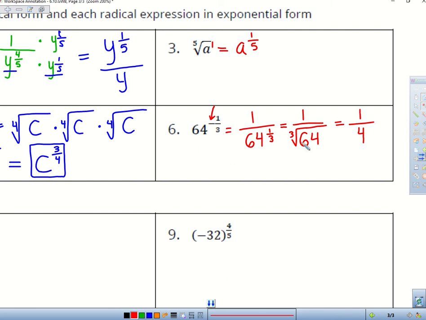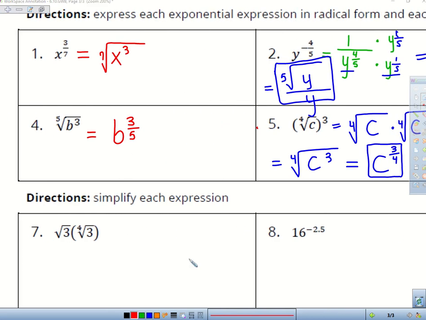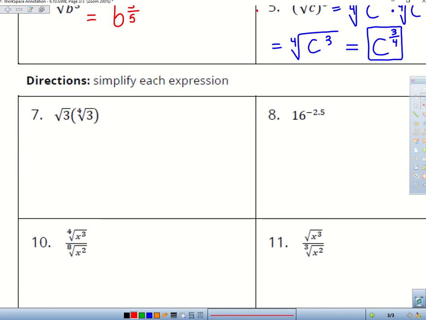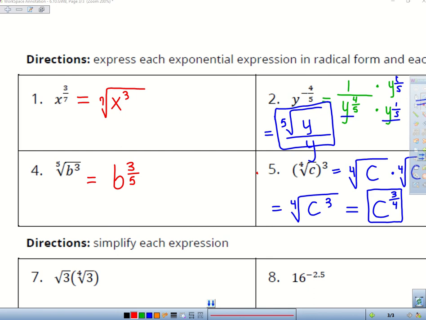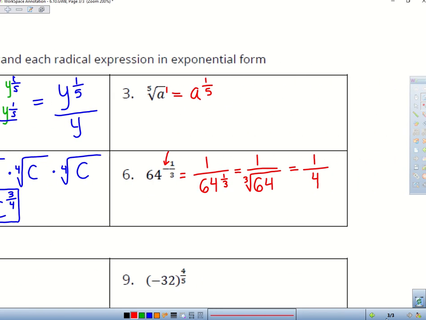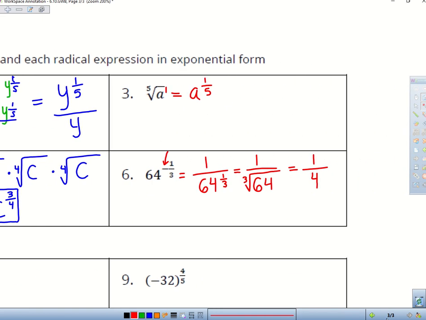Okay. That's because the perfect third root of 64 is 4, because 4 times 4 times 4. All right, moving on. Now we're going to go ahead and simplify. What are we supposed to turn into a radical? Not in this case because everything's simplified out of the radicals.